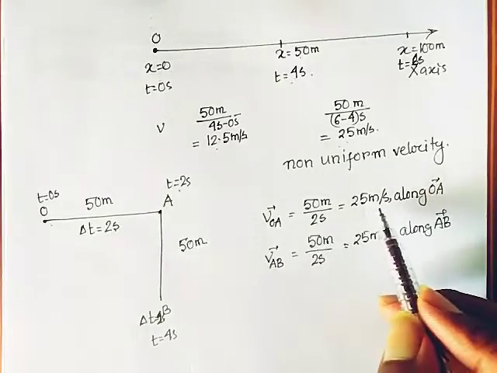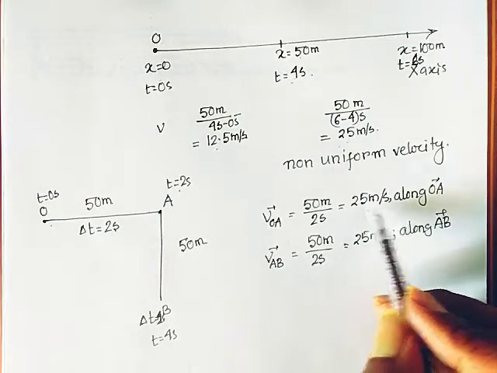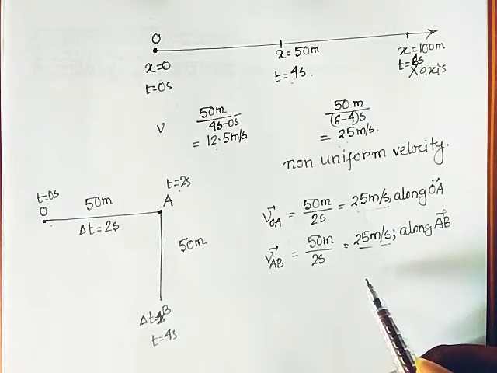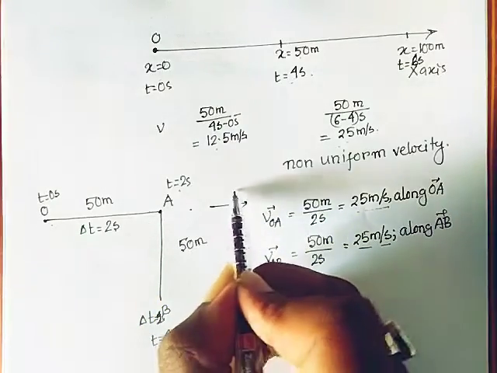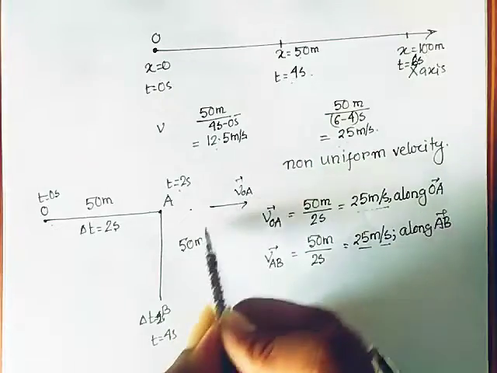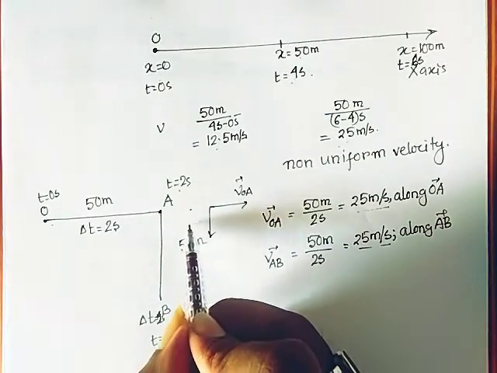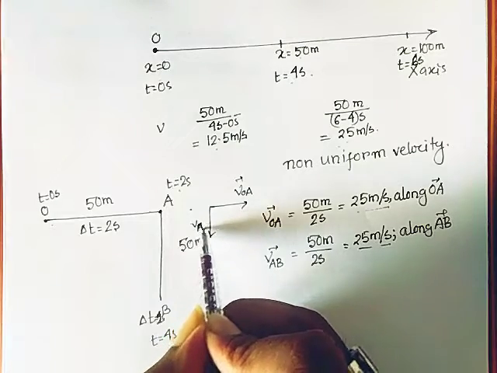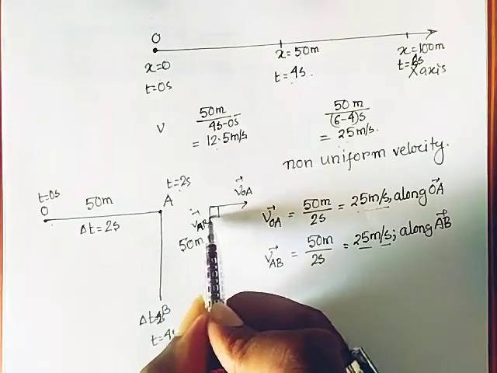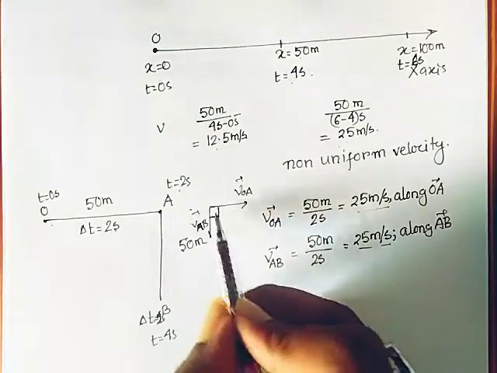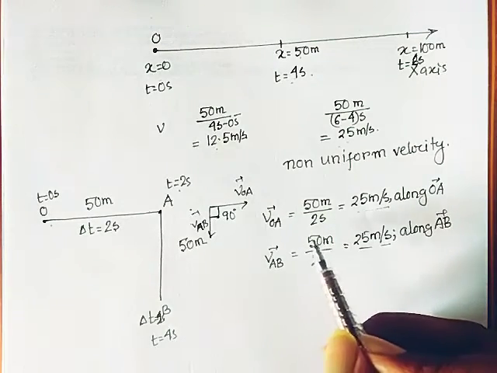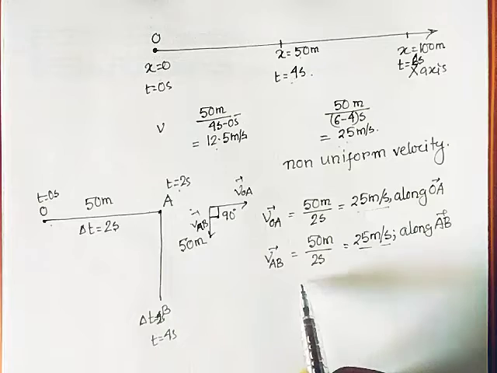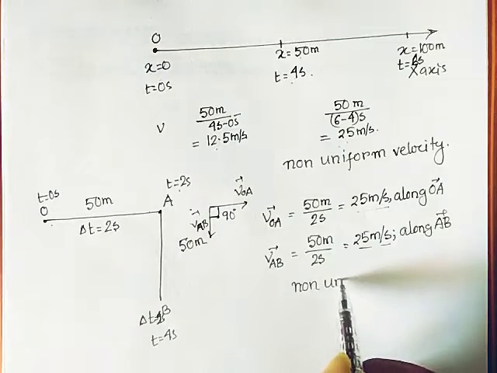So if I just look at the magnitudes of the velocity, then it will remain the same, 25 meter per second and 25 meter per second, but the direction of VOA is along this direction, and VAB is along this direction. So the angle between these two velocities is 90 degree. So the direction is changed here. So we can say due to change in direction, even though the magnitude is the same, the velocity is non-uniform velocity.